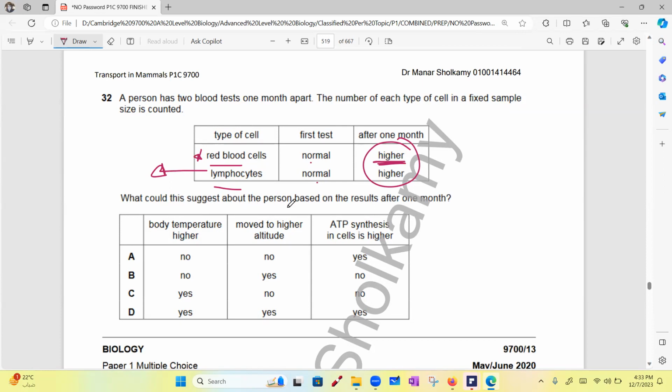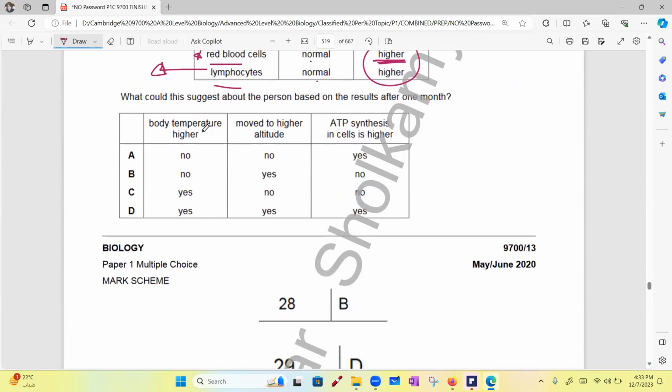What could this suggest about the person based on the results? They're talking about body temperature, moving to high altitudes, and ATP synthesis. What will you choose? Will you choose in the move to high altitude column any no?